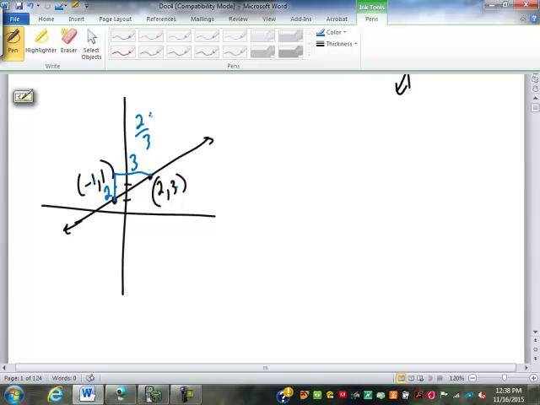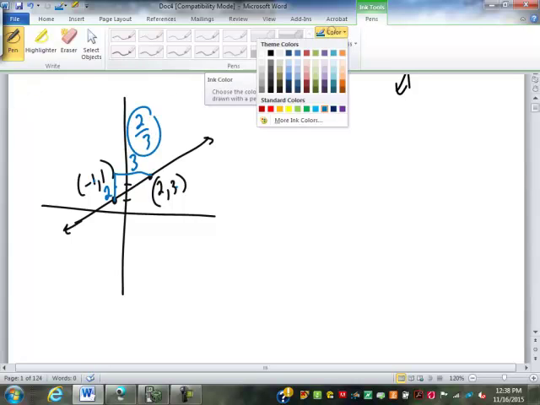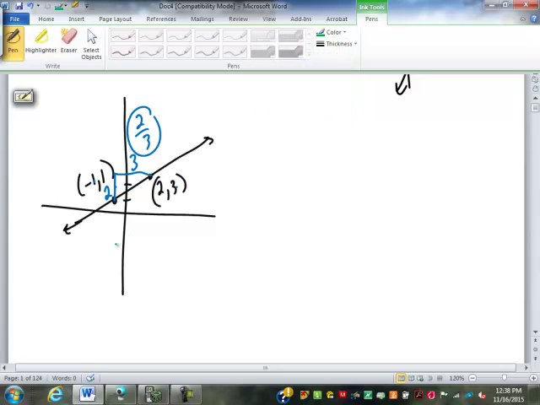So that's a 2/3 slope. The other way I could have done that, I could label that as point 1 and point 2. Then remember it's, guys, y2 minus y1, which would be 3 minus 1, over x2 minus x1, 2 minus negative 1. 3 minus 1 is 2. 2 minus a negative 1 is 2 plus a positive 1, or 3. So I get 2/3 either way.